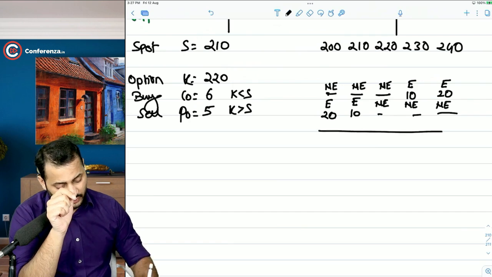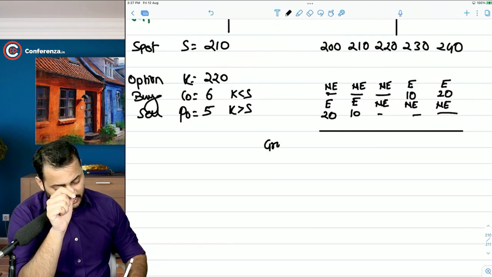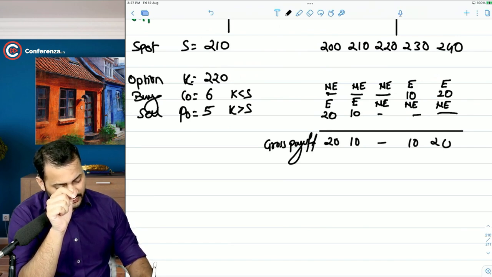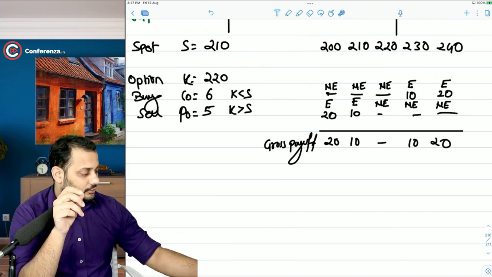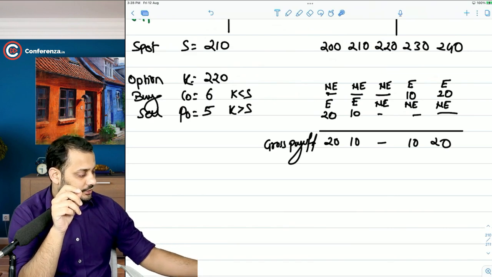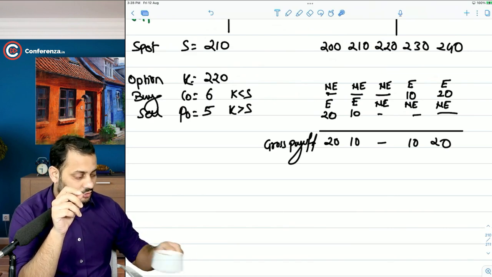Now, if you do the total, you will receive the gross payoff: 20, 10, 0, 10, 20. So when you net off all the payoffs from the call option and put option, you come to this figure, which is the gross payoff.